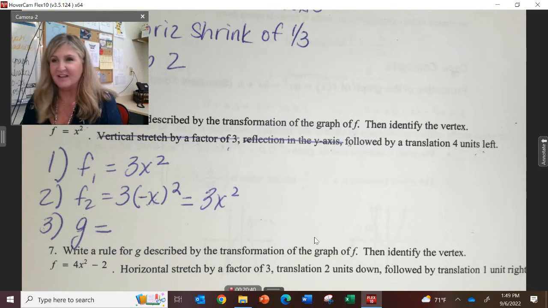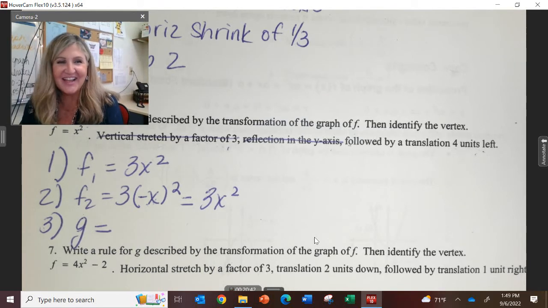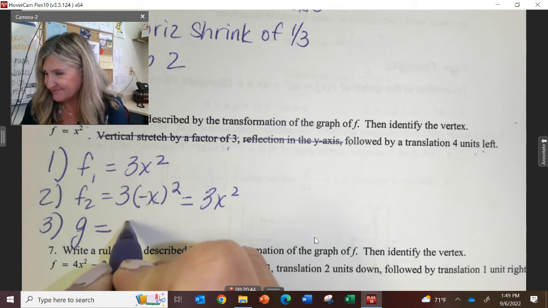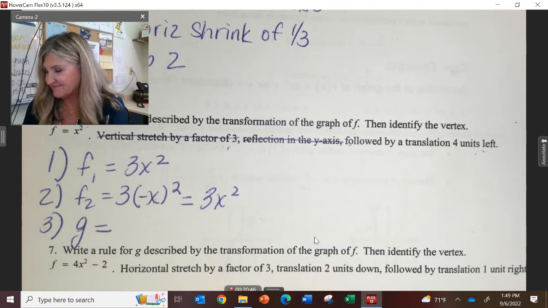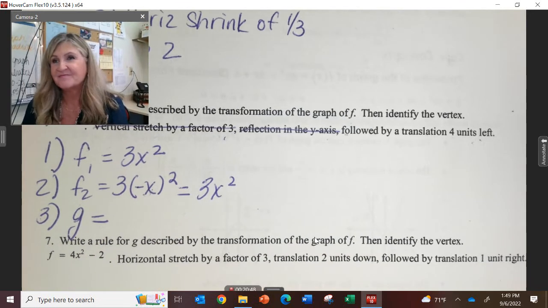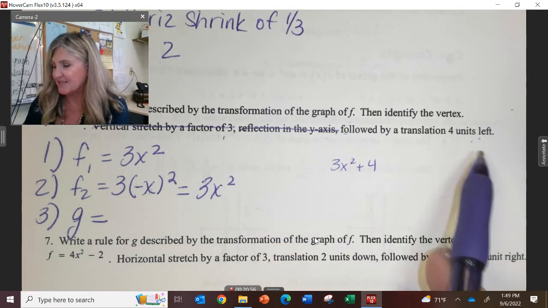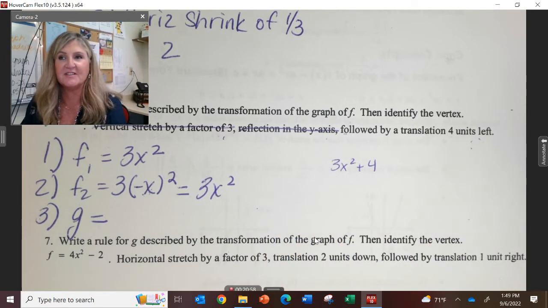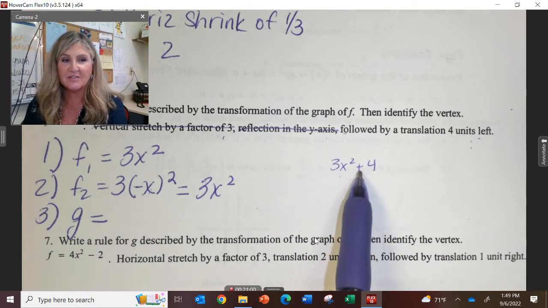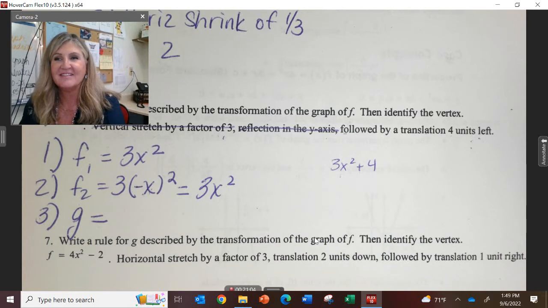Emily, you look confident. What do you think? It's okay. Okay, is it 3x squared plus 4? Is that going to take us 4 units left? What would that do? That would take us what? 4 units up. Okay.